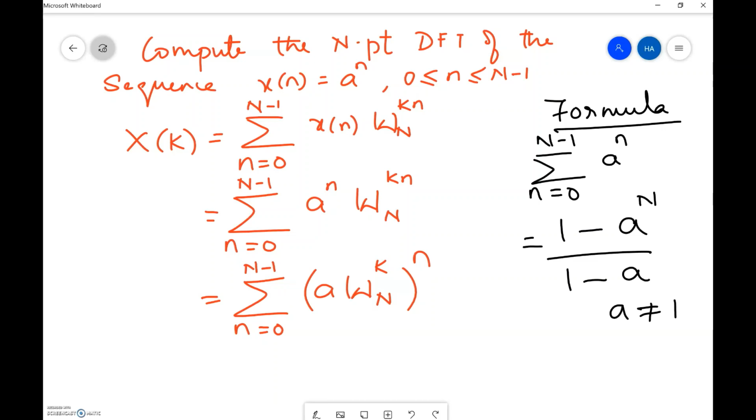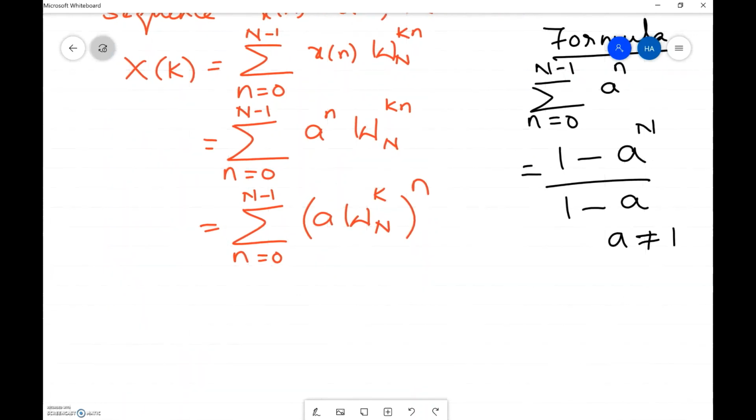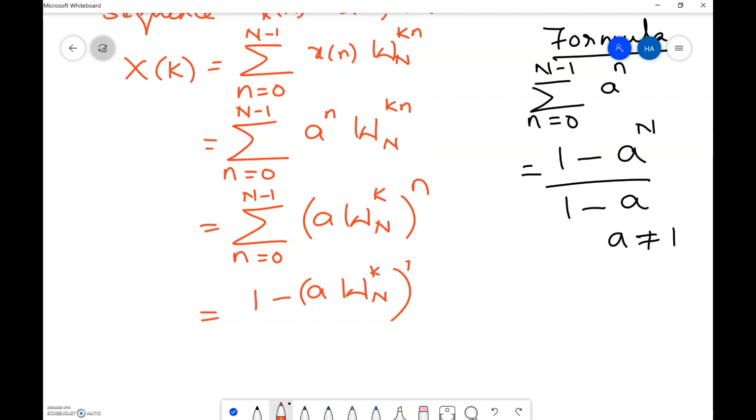So making use of this in the given problem, the value of this summation will be (a W_N to the power k) whole to the power capital N by 1 minus a W_N to the power k. That is the DFT X of k.